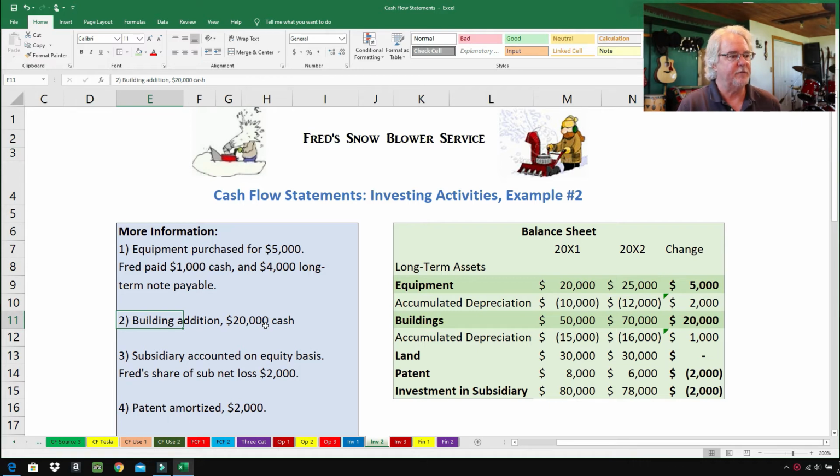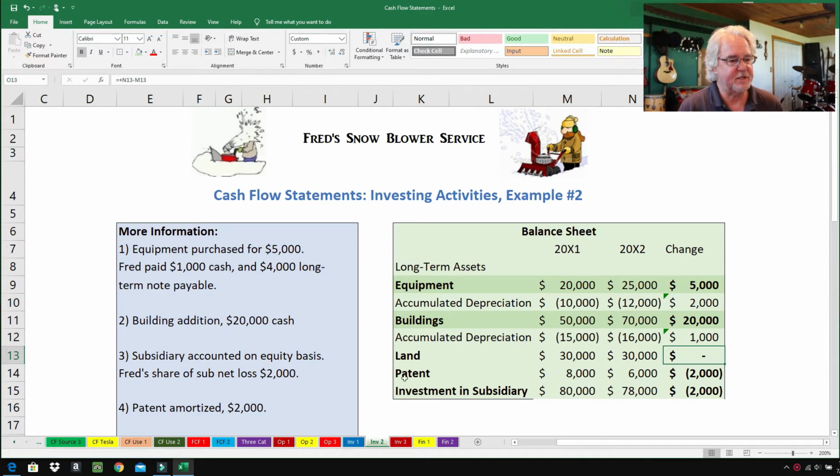They did something for $20,000 cash. And this is a cash flow statement, so we are going to focus on cash. So going down to land. Land was $30,000. It's still $30,000. No change in land, so we don't have to worry about it.